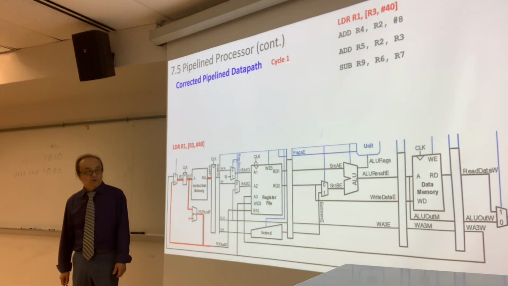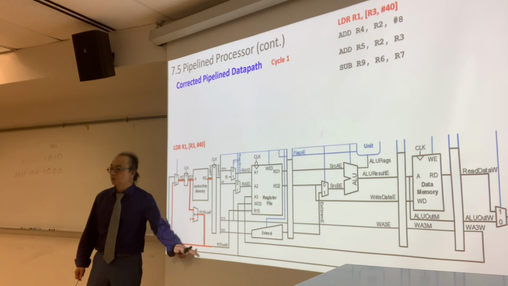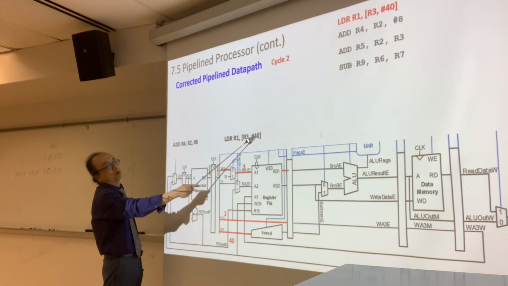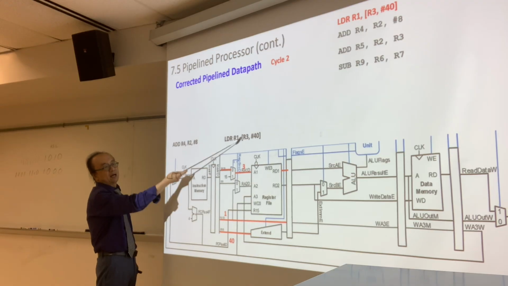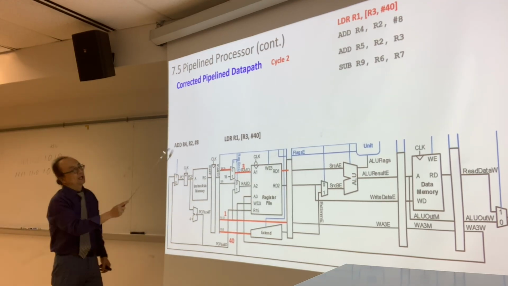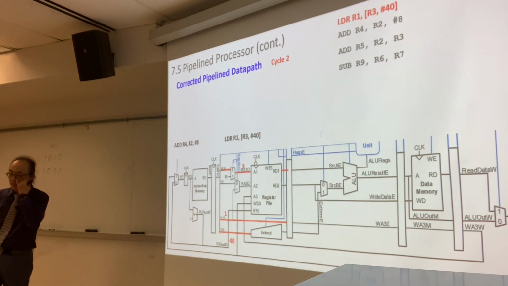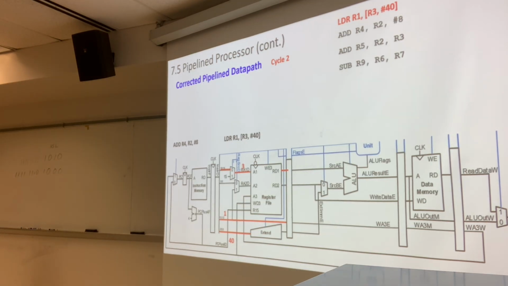Let's do this. First cycle is just PC plus 4. Cycle number 2, the LDR R1, R3, number 40 is at the ID stage, and then add R4, R2, number 8 is at the IF stage. Since we already have this LDR instruction in the single cycle, now you're familiar with all of this, right?